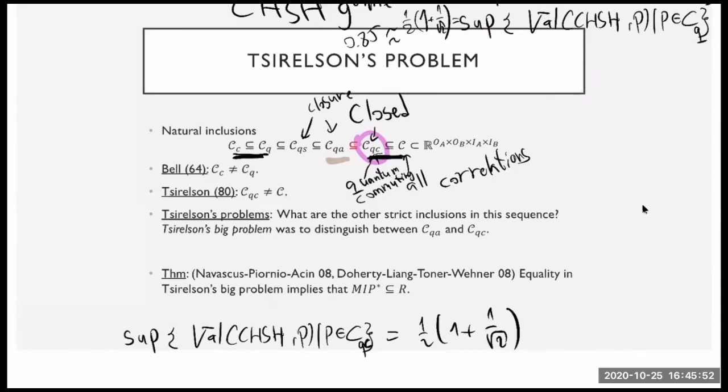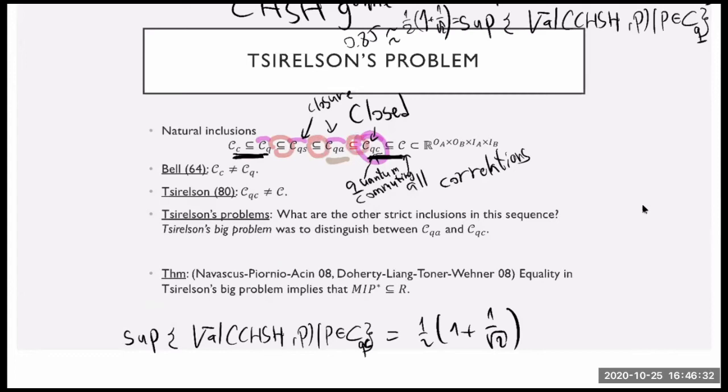Tsirelson also showed that, at least in the finite dimensional case, these models are the same. So these 4 models are the same in the finite dimensional case. This is what Nati asked about. And you can say that now you have 3 Tsirelson problems: you can ask whether this is a strict inclusion or an equality, whether this is an equality, and whether this is an equality.